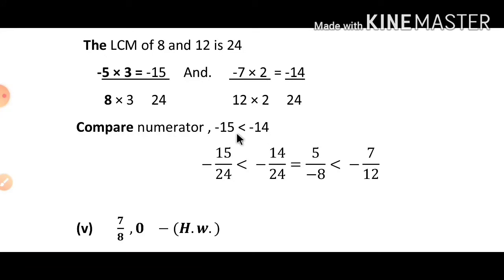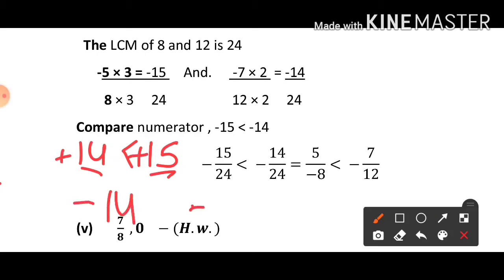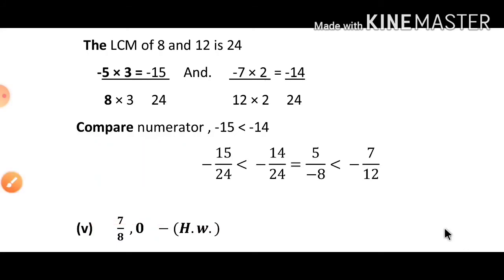If both numbers are positive, 15 is greater than 14. But if both numbers are negative, we have to reverse the symbol. It will be changed to this one. It means minus 14 is greater than minus 15. So you can say that 5 by minus 8 is less than minus 7 upon 12.